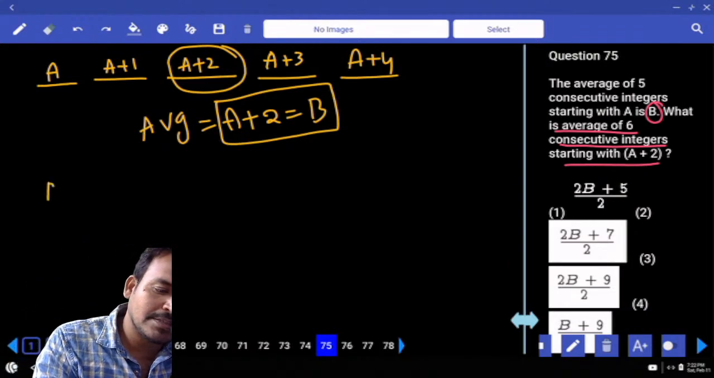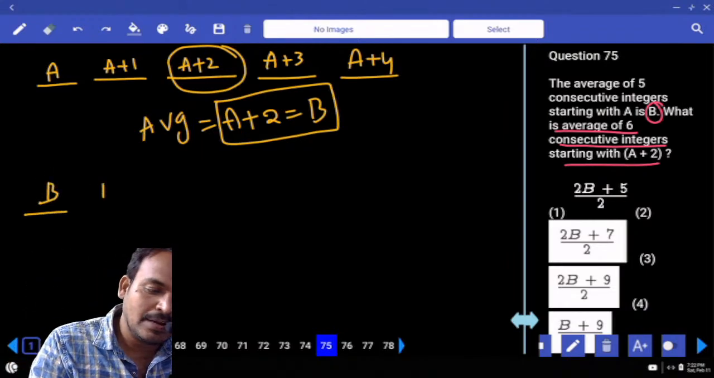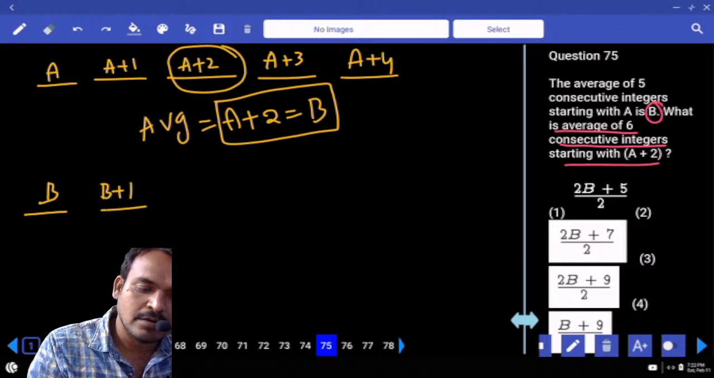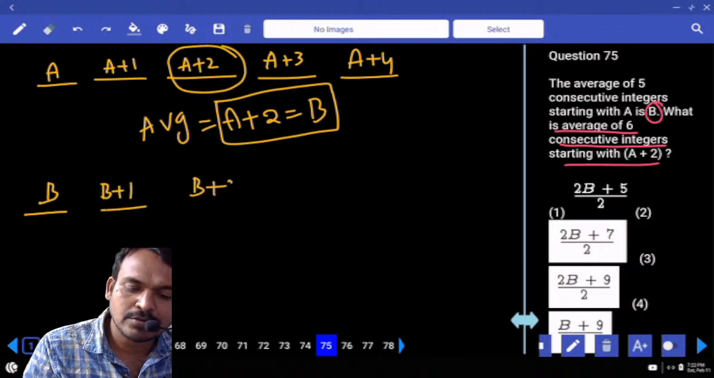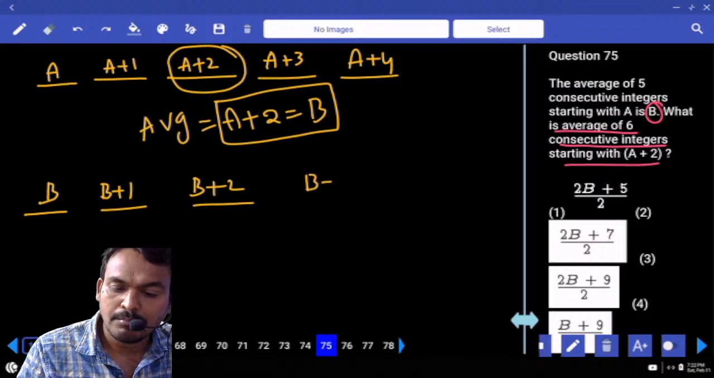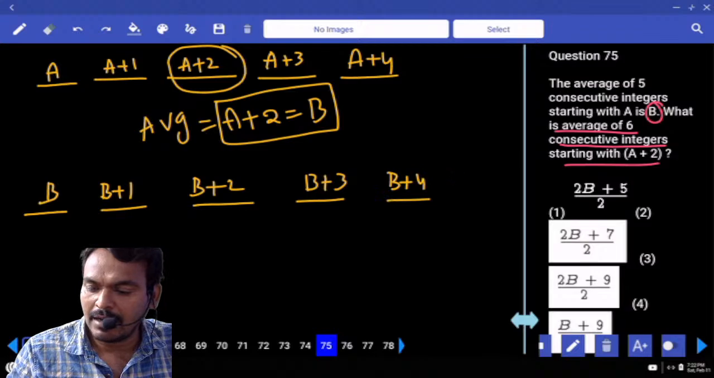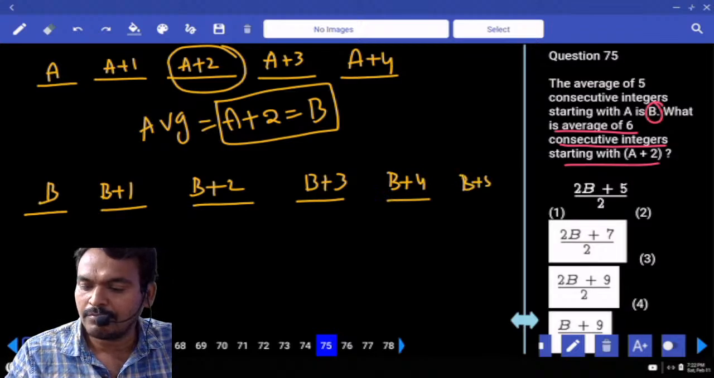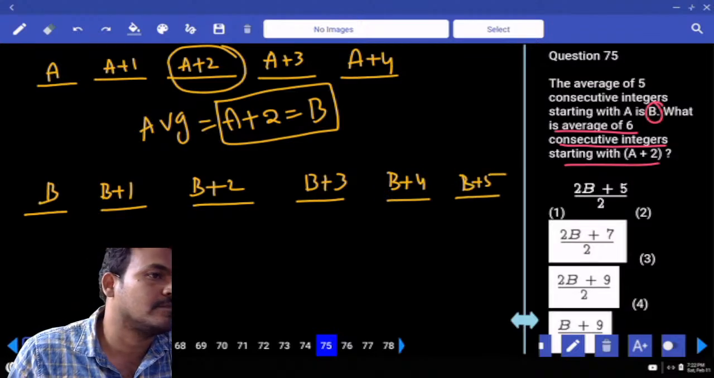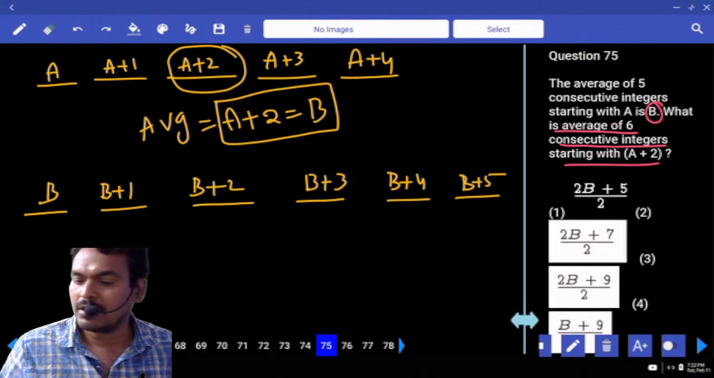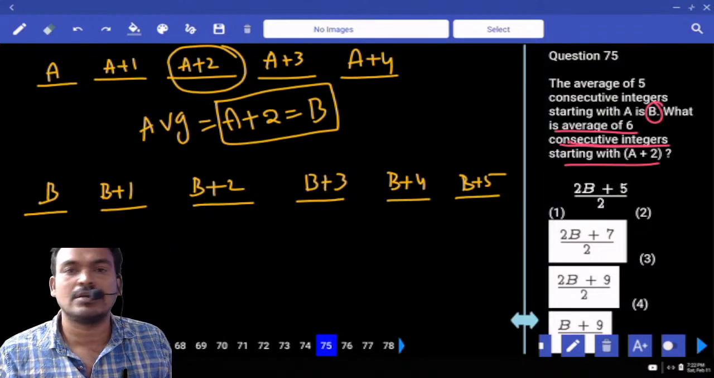Means the first number in the second set is B. Second number B plus 1. Third number B plus 2. Fourth number B plus 3. Fifth number B plus 4. And last number B plus 5. Total how many integers are there? 6 integers. What is the question here? What is the average of 6 consecutive integers?